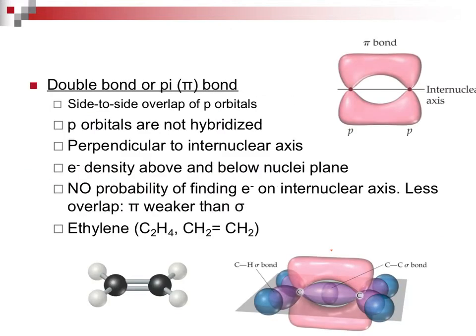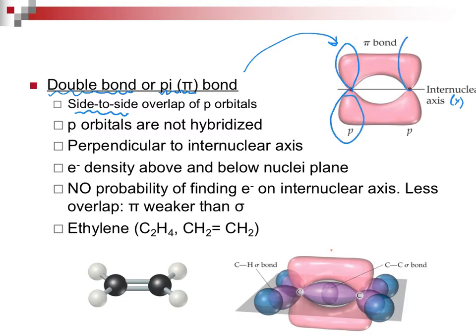On the next slide, we talk about a double bond. Let's talk about the differences. A double bond is also referred to as a pi bond. Look at the difference in the picture. For the sigma bond, we had density on the internuclear axis. Let's just call it X. But notice for the pi bond, the density is not on that axis. This double bond results from what we call side-to-side overlap of the p orbitals.